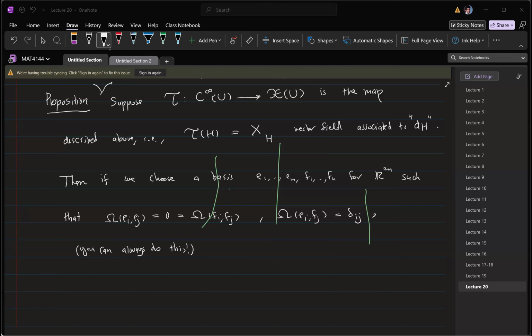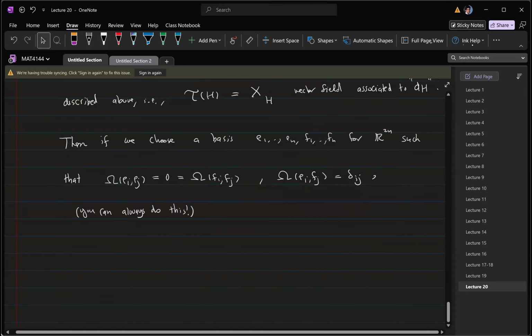Oops, I got too many redundant things here. I think I have to... Is there an eraser? Yeah, there's an eraser. Okay. All right, so we can continue, I guess.